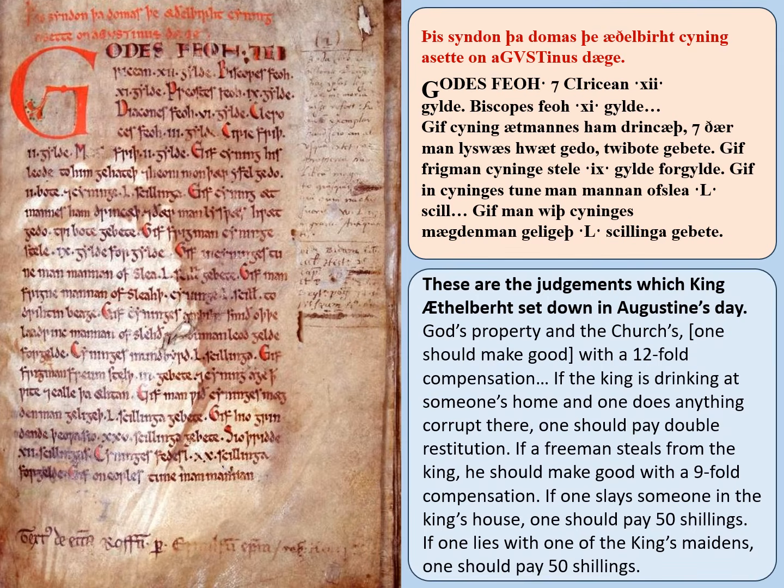So here is a modern translation, and these are only sections from it. This is a massively long document with lots of laws. This is what it says. "These are the judgments which King Ethelbert set down on Augustine's day."